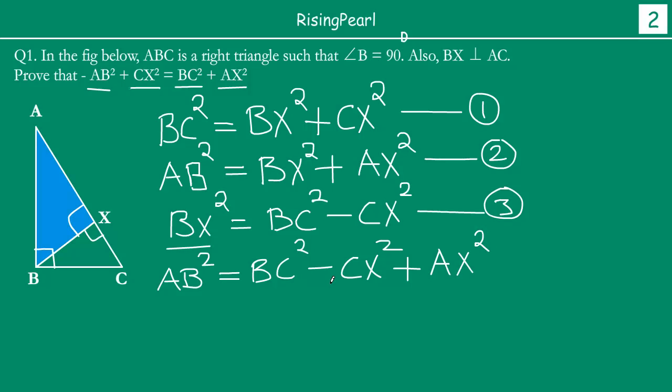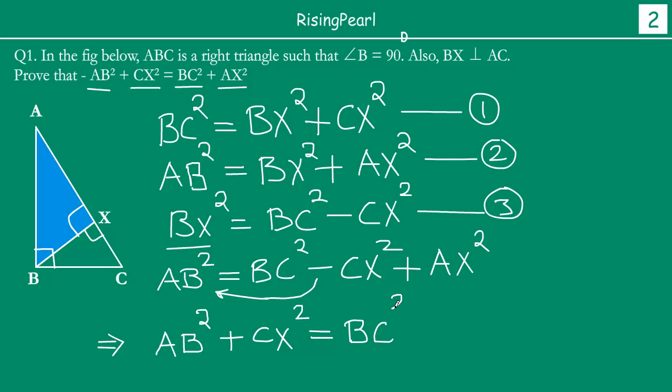So here, friends, what we will do is, we will just simply take this CX square term, it is minus, we will just take it on this side of the equality sign, so it will become plus. So what we will have is AB square plus CX square is equal to, on the right hand side we will have BC square plus AX square.